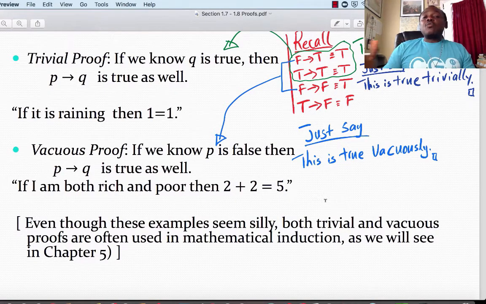And any mathematician would understand that your P is false, and therefore, it doesn't matter what your Q is. Vacuously, the proof is done. Okay? So we have trivial proofs and we have vacuous proofs.